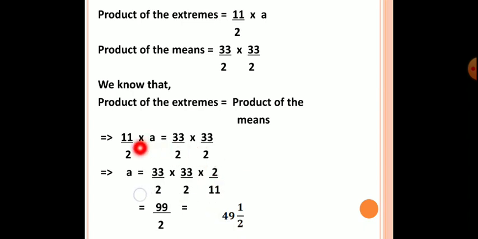Or we can also take it like this. Like this is multiplied with A. So whenever it comes to the right hand side, it will get divided. So 33 by 2 divided by 11 by 2. In the next step, we will put a multiplication sign and the number will get reciprocal. So on solving this, we'll get the answer as 99 by 2, that is equal to 49 1 by 2.